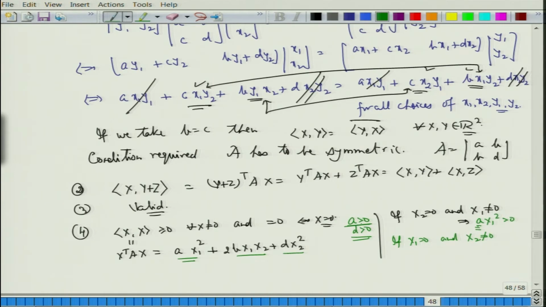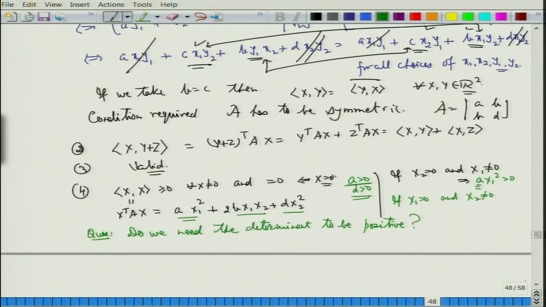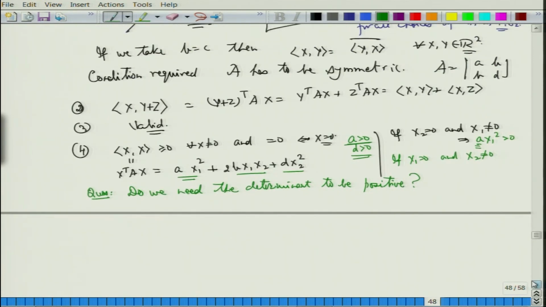What about the determinant? Can I say that the determinant is also positive? All right, so the question: do we need the determinant to be positive? Let us try that out. I already know that a is positive, d is positive. So let us try to do what is called completing the square.